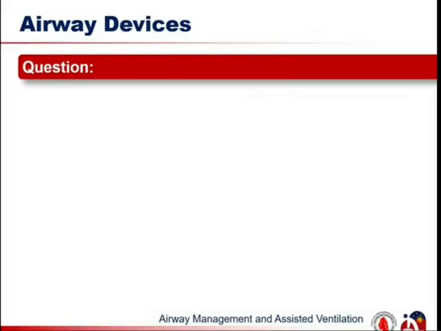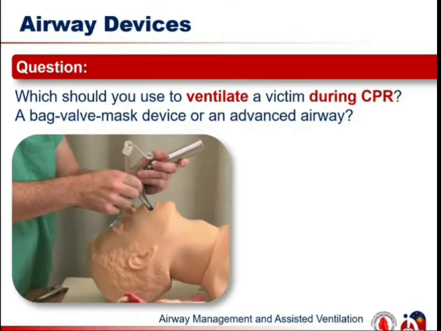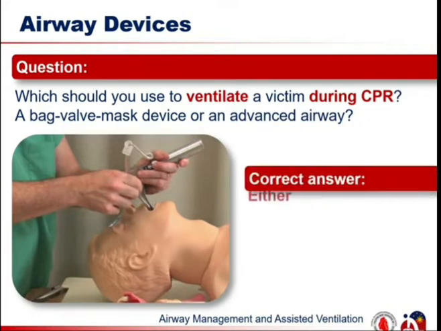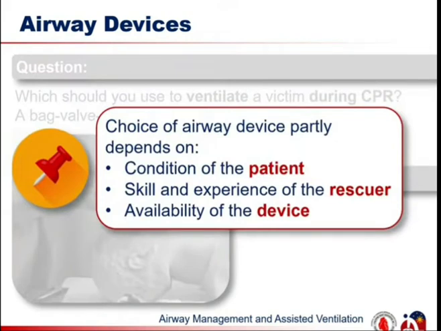Now the question is, how should ventilation be delivered during CPR? Do you deliver ventilation through a bag valve mask device, or do you give it with an advanced airway? You can actually use either. Overall, there is no significant difference in the outcomes of resuscitation between patients ventilated using a bag valve mask device and those using an advanced airway. The choice of which airway device to use will largely depend on the condition of the patient, the skill and experience of the rescuer, and the availability of the device.